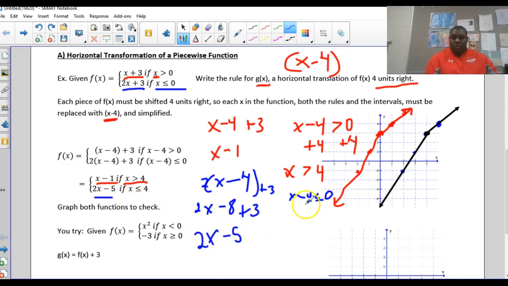All right, and then for our new condition, just add 4 over. All right, and you get x, and 0 plus 4 is 4, which is our new condition.